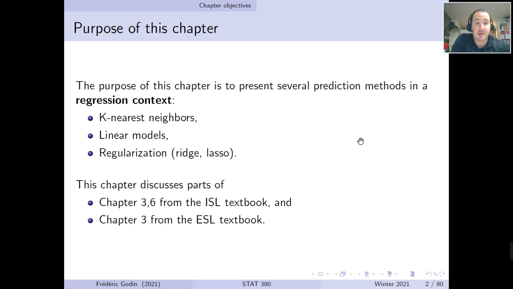We'll still discuss the k-nearest neighbors method introduced earlier in chapter 2, but we'll also mention linear models, for instance linear regression. We'll also discuss how nonlinearities can be incorporated still using linear regression, and model selection in the context of selection of predictors, and then we'll finish with regularization. So there are a lot of topics covered in this chapter.